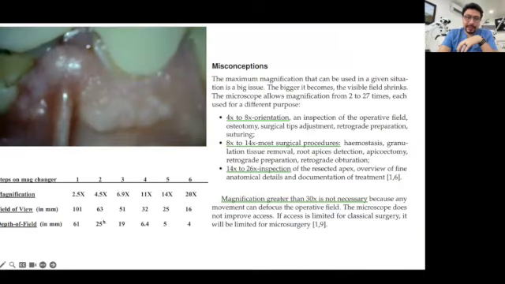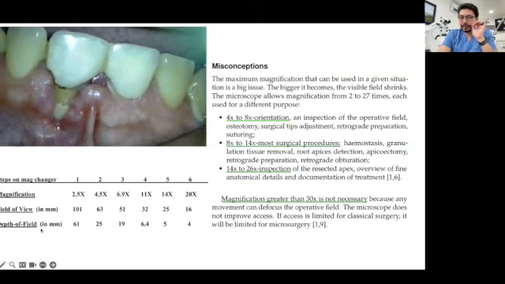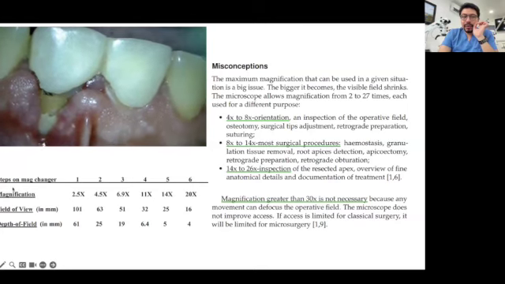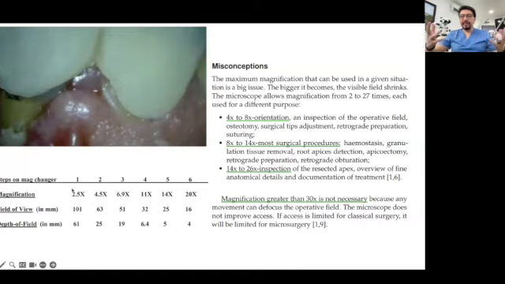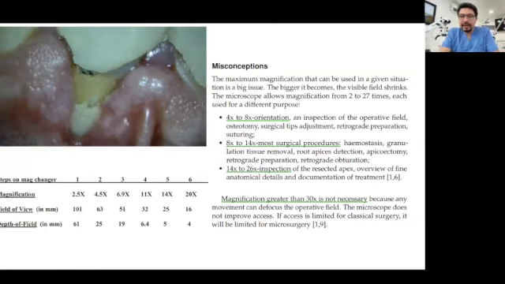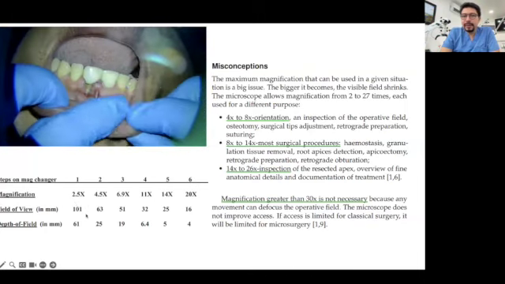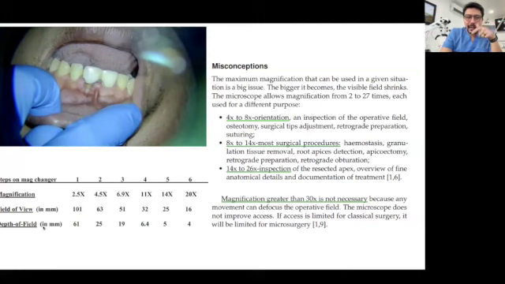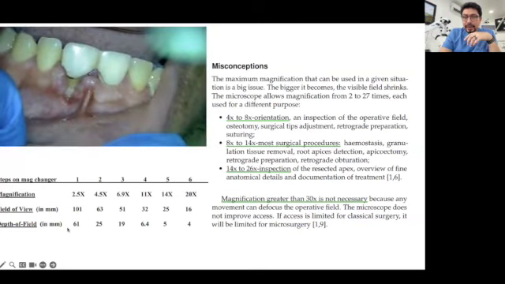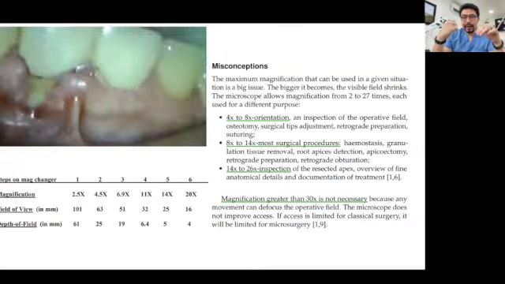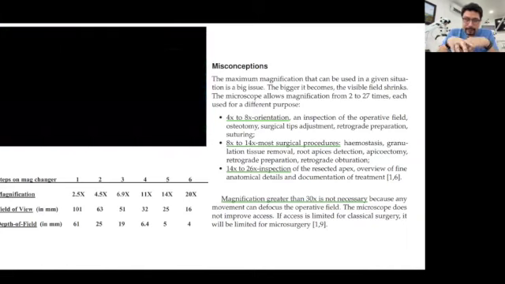Because let's look at this chart: the magnification, the field of view, and the depth of field. When you are working at the lowest magnification, which is 2.5x in any microscope, not specifically the Promise Vision, your field of view is around 100 millimeters, which is huge. And your depth of field is around 60 millimeters. It means that you can have in focus from the canine to the second molar, approximately. If the patient is a small patient, maybe the full arch.